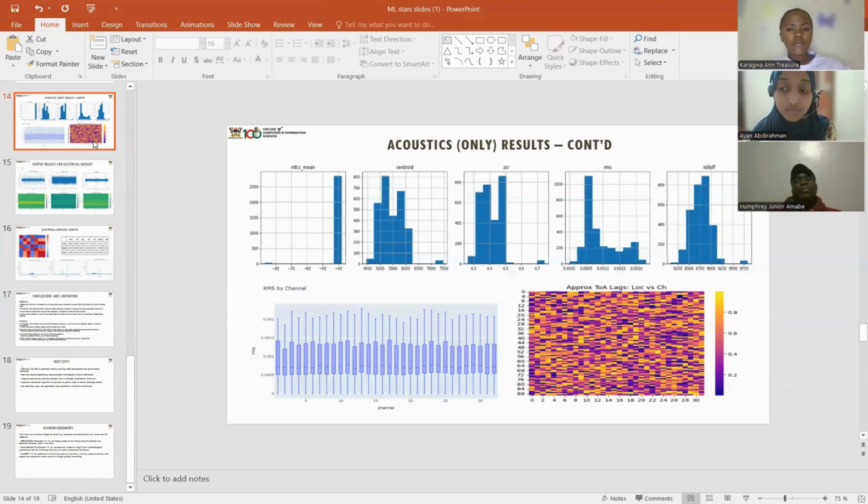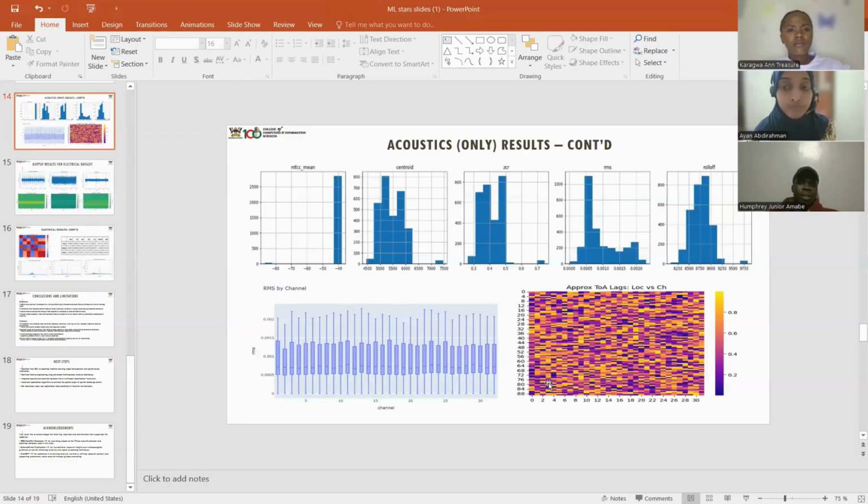The last one is the spectral roll-off histogram, which shows the frequency below which a certain percentage of energy is contained. Now, most values are clustered between 8,000 and 1,000 hertz, indicating that the majority of the signal energy is in the lower part of the spectrum, with a slight bit of variation.